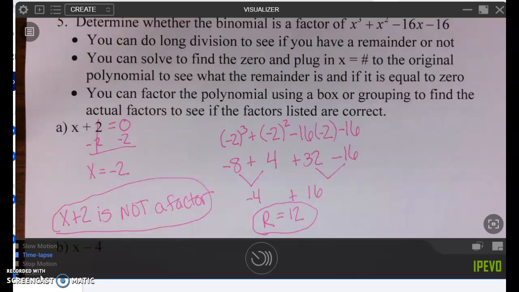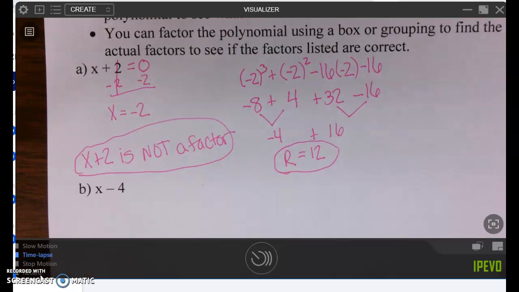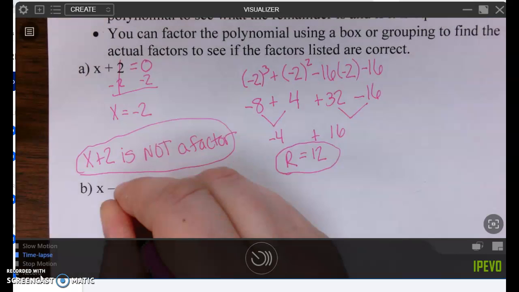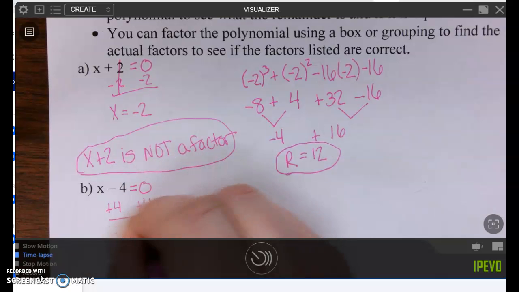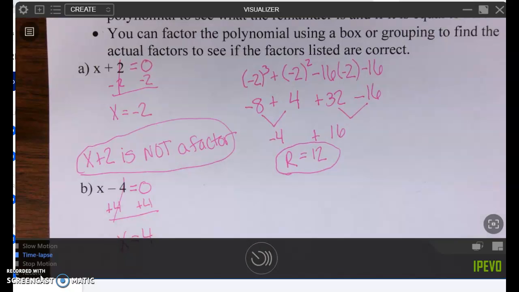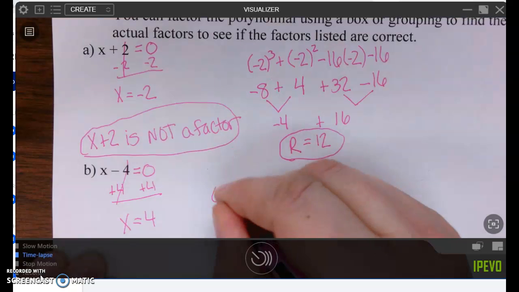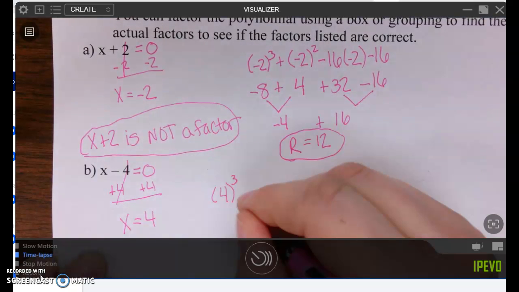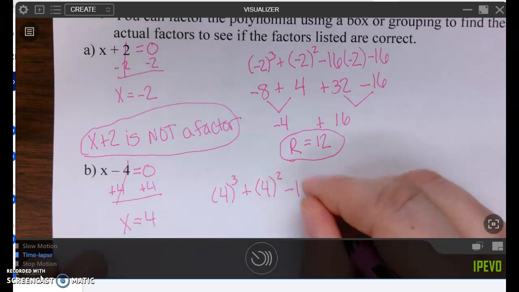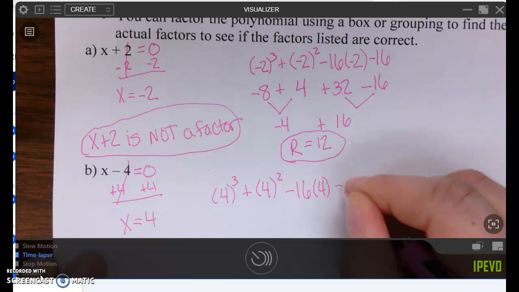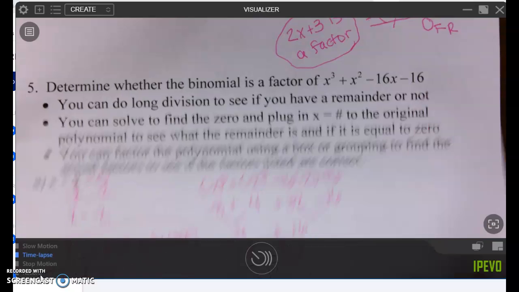I'm going to come back and talk about the other options once we're done with step B, or part B. So if we want to see if x minus 4 is a factor, we could do the same thing, set x minus 4 equal to 0. We can add 4 to the other side, and you get x equals 4. We plug 4 into the original polynomial, so it was x cubed, so we have 4 cubed, plus 4 squared, minus 16 times 4, minus 16. So I'm putting the 4 into every x in the given polynomial.